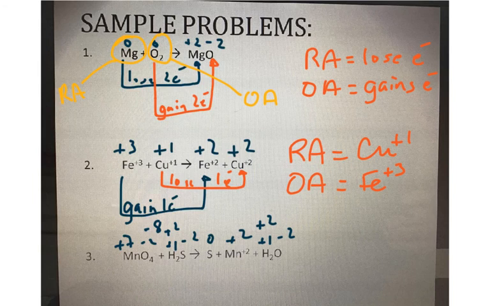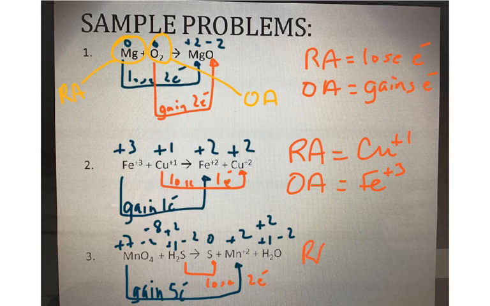So let's look for the electrons lost and gained. From here we went from plus 7 to plus 2, sorry, so we gain 5 electrons. And then from here to here, we lost 2 electrons. Remember, if you lose electrons, that's the reducing agent. So your reducing agent in this case is H2S.